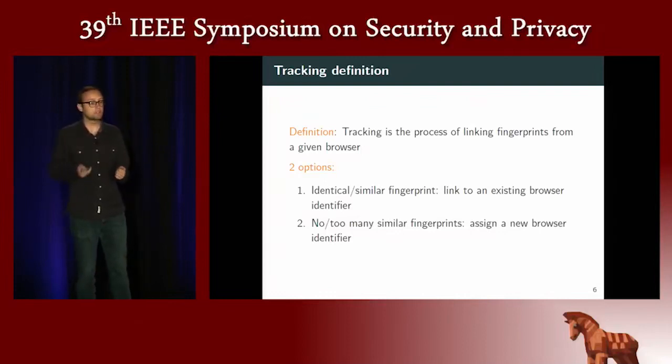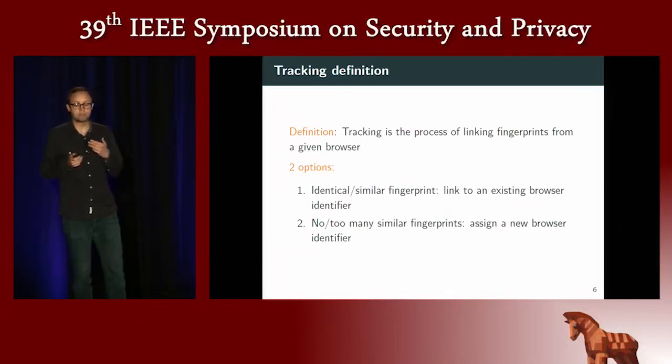The first one is during the linking process, the algorithm finds an identical or a similar fingerprint and then it can link the new fingerprint to an existing browser identifier. Or the algorithm finds no or too many similar fingerprints, and in this case, it may decide to assign a new browser identifier.